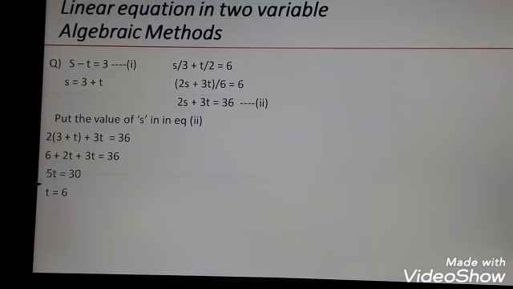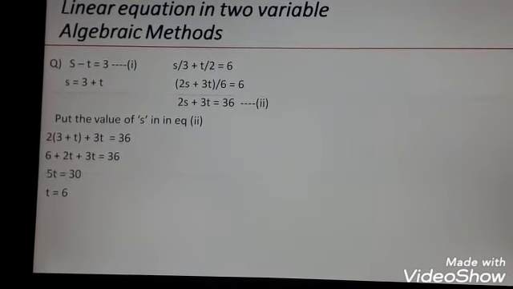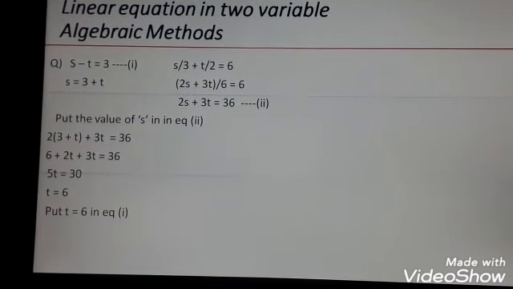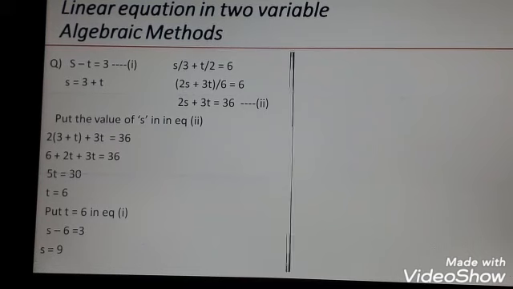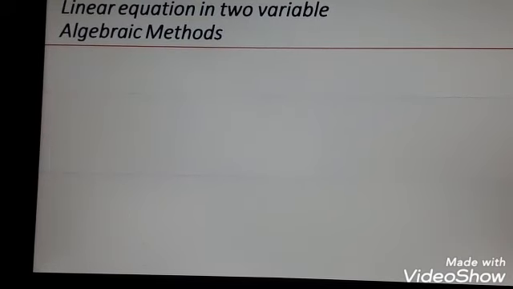Now substitute this value of t in equation 1 or equation 2. It is your choice to calculate the value of s. When you substitute t equal to 6 in equation 1, because here it is easy to calculate, the value of s comes out to be 9. Therefore s equal to 9 and t equal to 6 is the solution of the equation. Now let's take one more question.